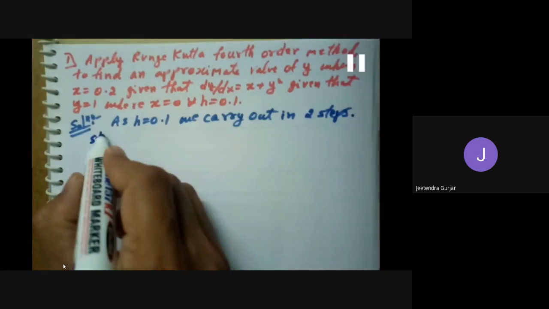Tell me why. Anyone can unmute and tell me why we carry out in 2 steps. I will tell you, very simple. Because here x is equal to 0.2 we have, correct? So when we have h is equal to 0.1, 0.1 will be the first initially, then we go for the second step 0.2. So therefore we have 2 steps. Is it clear? Shall I repeat once again?